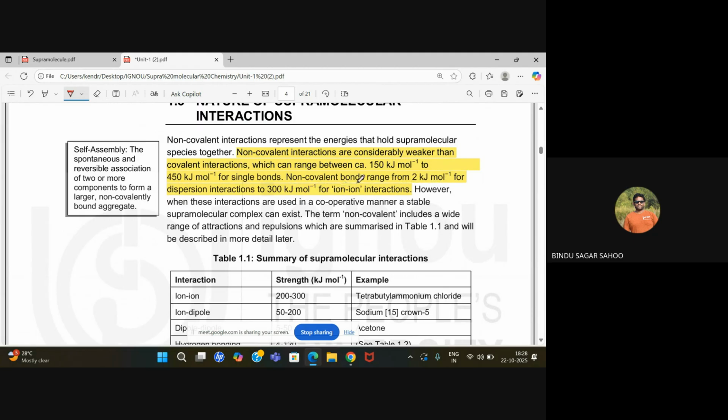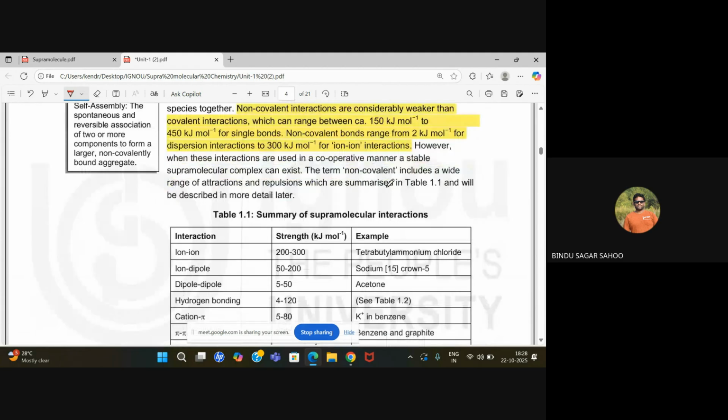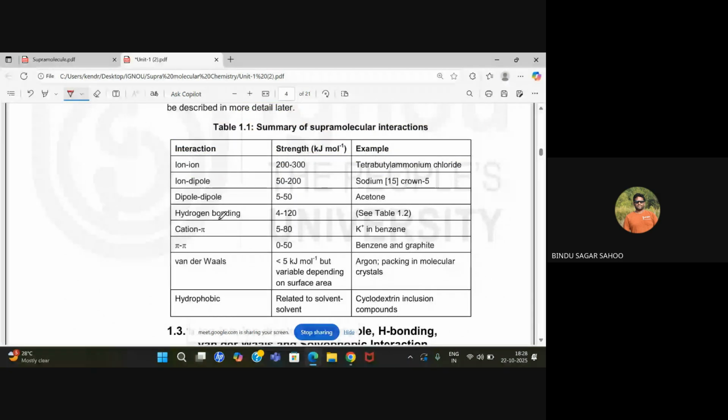This is particularly for ion-ion interactions. You can see the table of the types of non-covalent interactions: for ion-ion interaction, the strength is 200 to 300, for ion-dipole interaction the strength is 50 to 200, and for dipole-dipole interaction the strength is 5 to 50.